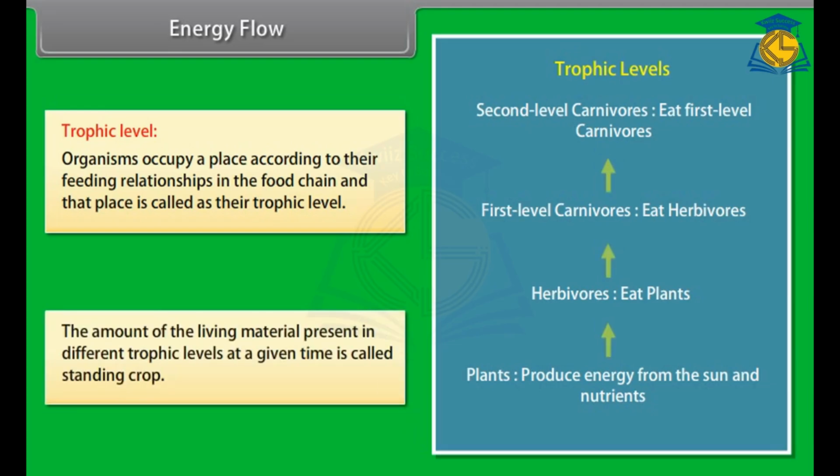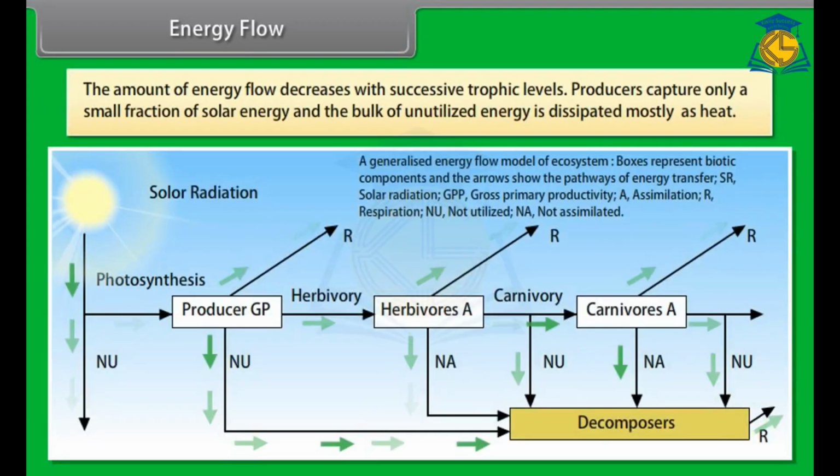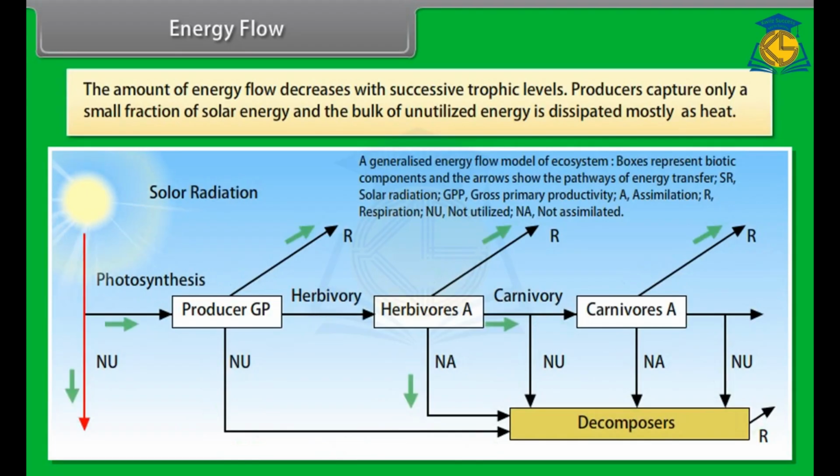The amount of living material present in different trophic levels at a given time is called standing crop. The amount of energy flow decreases with successive trophic levels. Producers capture only a small fraction of solar energy and the bulk of unutilized energy is dissipated mostly as heat.